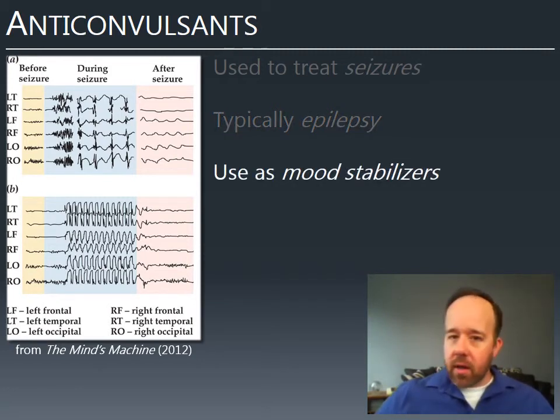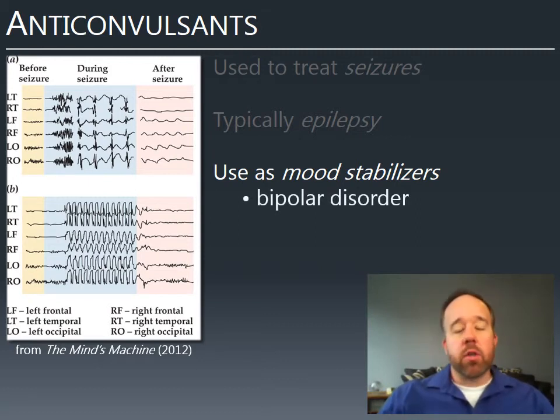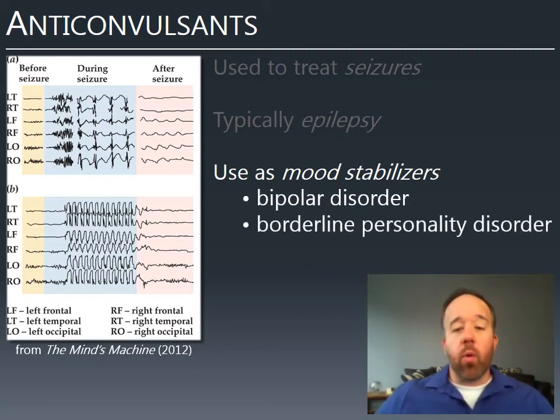More recently, it's been discovered that many of these anticonvulsant drugs can be useful as mood stabilizers, which is not an intuitive effect that these drugs would have. And it's still not clear why they have these effects. But for disorders like bipolar disorder and borderline personality disorder, where the person's mood is disrupted, it's been found that anticonvulsants can alleviate some of these symptoms.